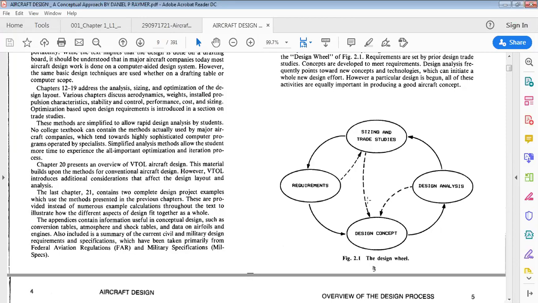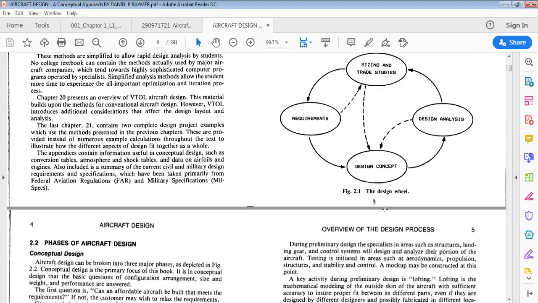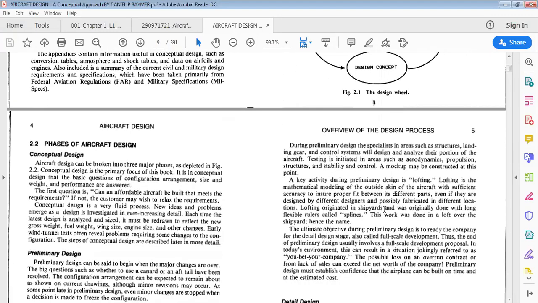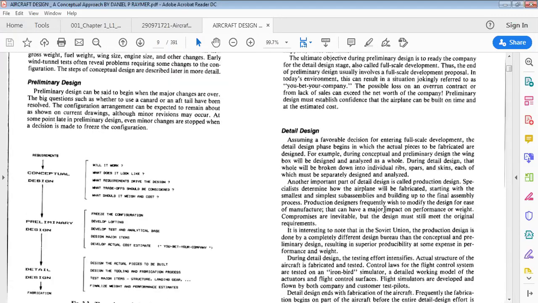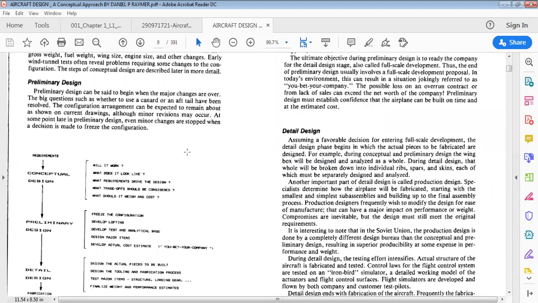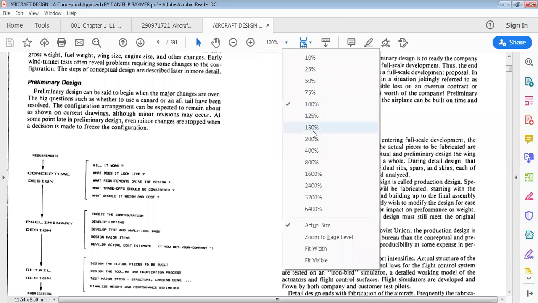Again, you can see the sizing and trade studies, the design concept and design analysis with a design concept. Clear? So according to that, it goes. In this, the phases of the aircraft design, once again I'm telling you. The phases of the aircraft design are, first, it starts off with the requirements. Next is conceptual. So in the conceptual design, what happens? In the conceptual design, you look here, will it work? What does it look like? You can see here, what does it look like?